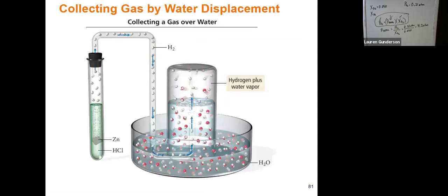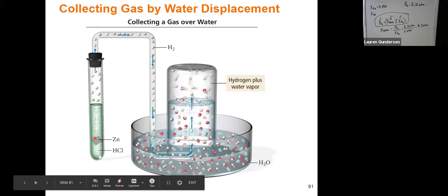This is an example of the setup, a water displacement setup. In this case, over here in this test tube, we have metallic zinc solid mixing with hydrochloric acid.